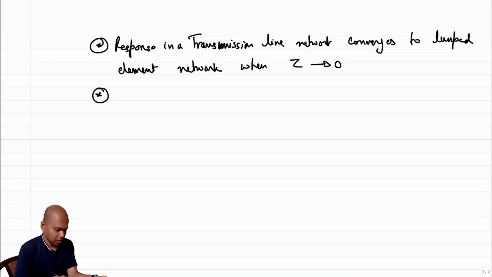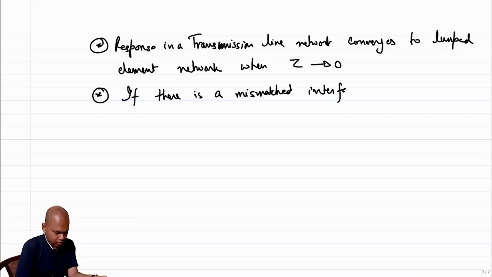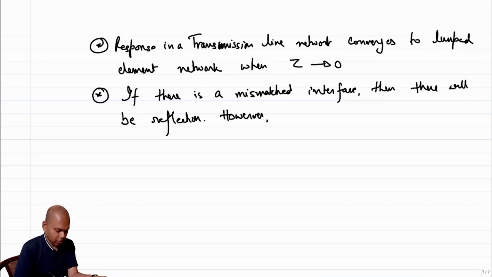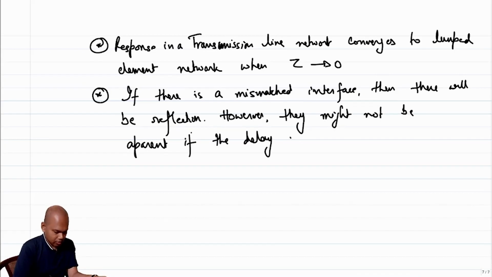And number 2, we saw that if there is a mismatched interface, then there will be reflections, however they might not be apparent if the delay of the line is much less than the time period of the waveform.